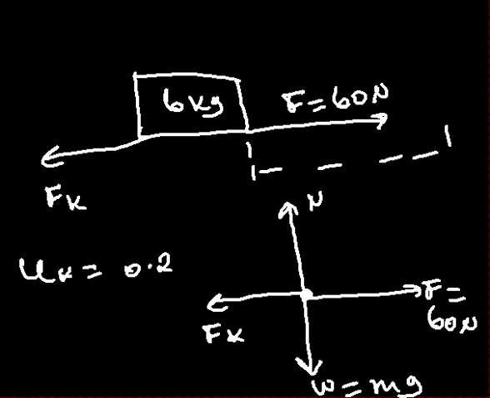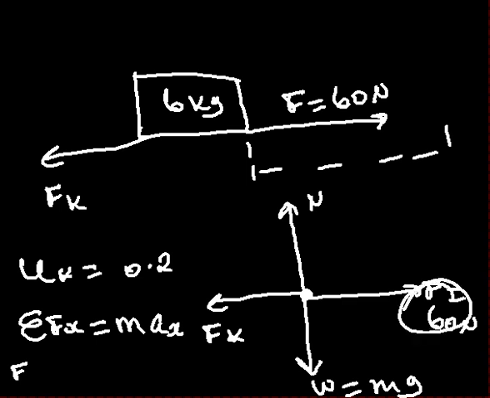Now, since the motion is taking place along the x-axis, the summation of the forces along x are the ones responsible for the acceleration along the x-axis. And what are those forces? We have the force F, acting in the direction of the motion, minus the kinetic friction force Fk, which is equal to mass times acceleration. So keep that in mind.